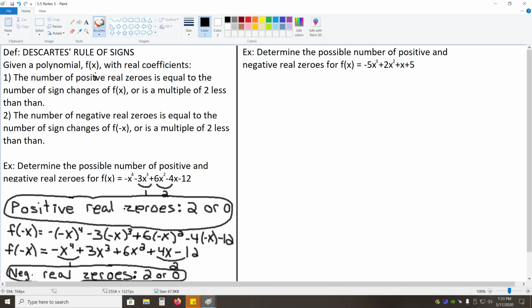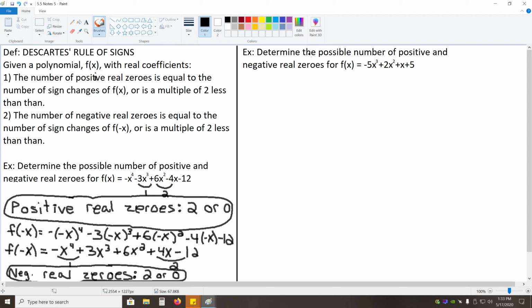But so there are either 2 positive real zeros or 0 positive real zeros, meaning there cannot be 1. There cannot be 3. There has to be exactly 2 or 0. So if you find a positive real zero, there has to be a second one. And the same thing for the negative real zeros. If you find 1, there has to be another 1. So that helps you when you're checking these possibilities.